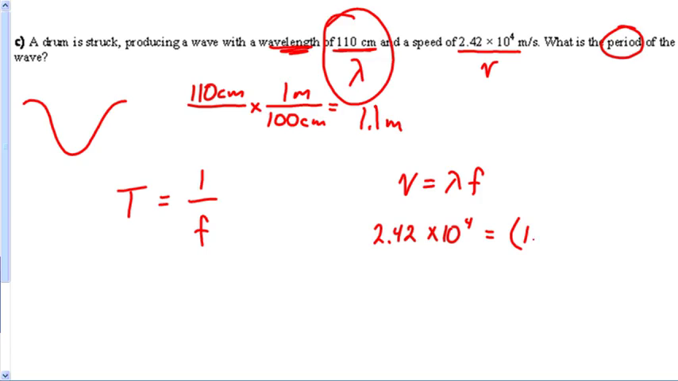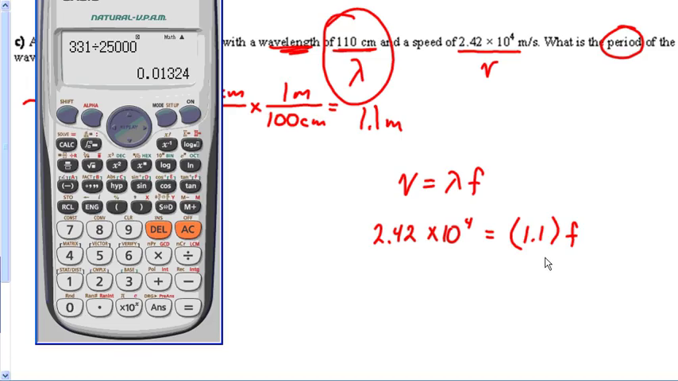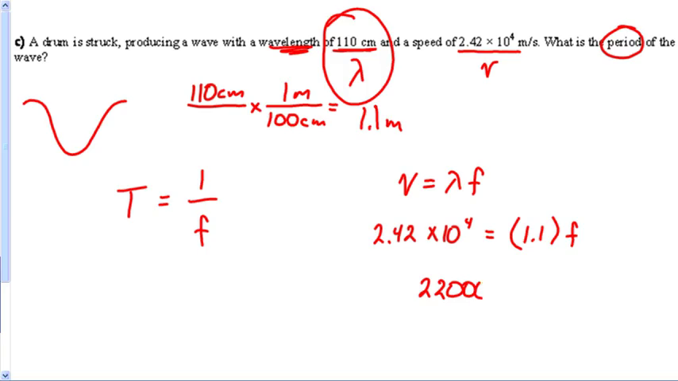That's my new wavelength. And let's put that in the calculator. So I want to divide both sides by 1.1 to get rid of it. So 2.42 times 10 to the 4 divided by 1.1 equals 22,000. 22,000 Hz is what we've got. So there's our frequency. But that's just it. That's our frequency, and this problem asks you to find the period. But that's okay. All we've got to do is substitute that 22,000 back into that equation.